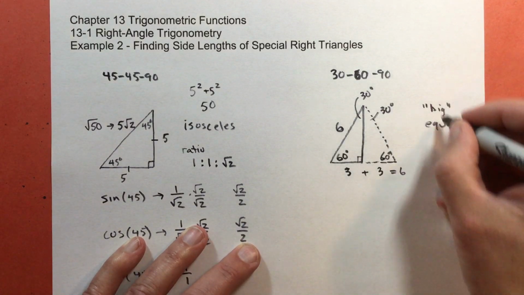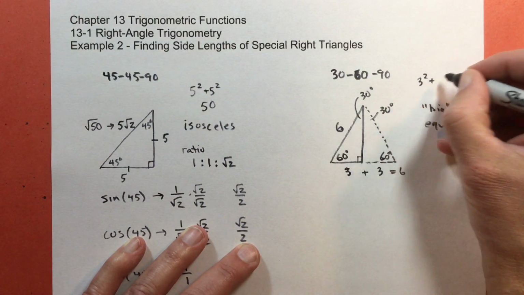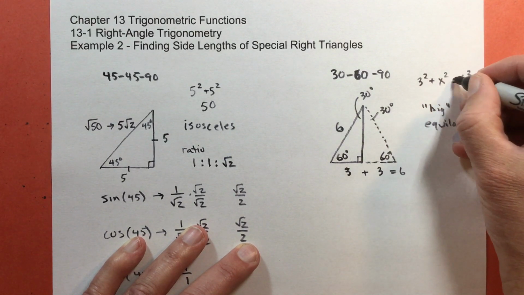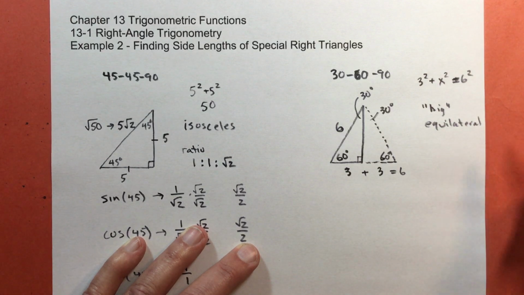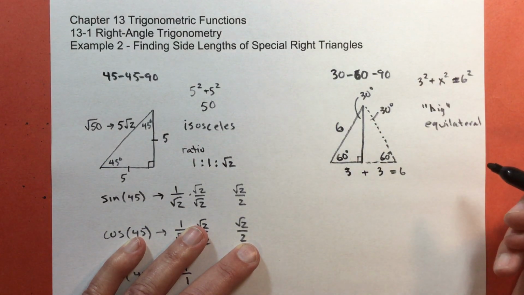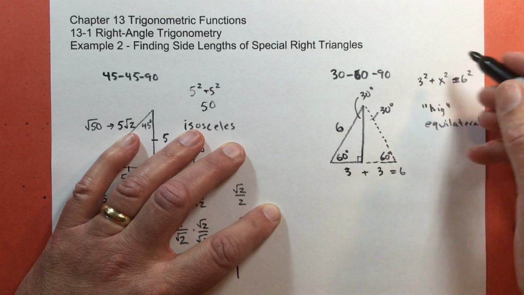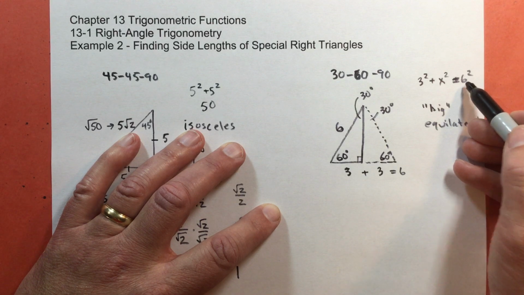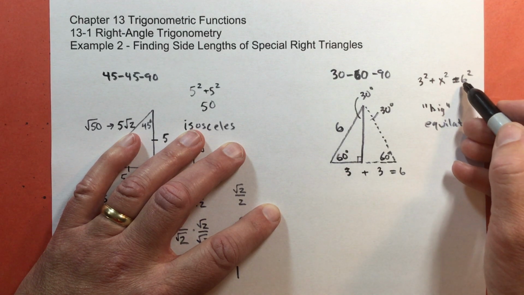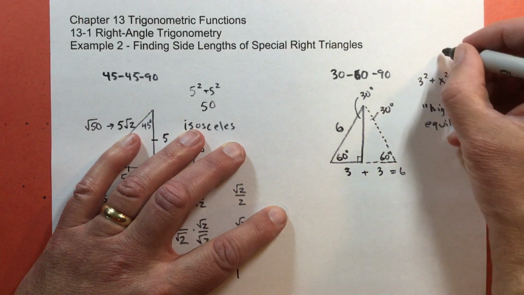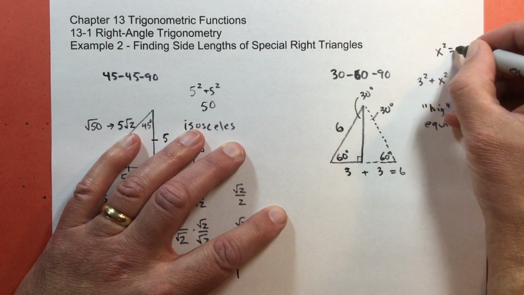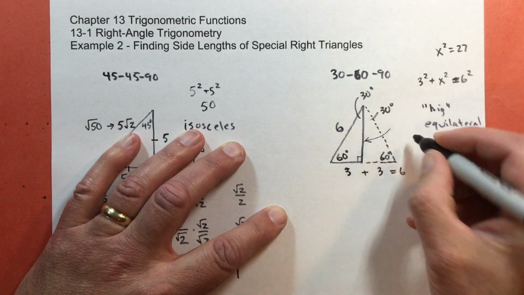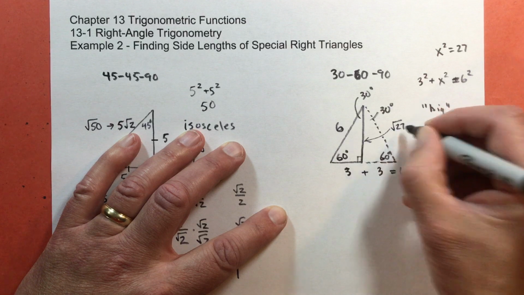So I've got 3 squared plus, and I'm going to use x, equals 6 squared. Oops, equals. I didn't write that. I didn't give myself any space there. I'm sorry. So I'm going to get 9 plus x squared equals 36. And 36 subtract 9 is going to be 27. Okay? So x to the second power is going to be 27. And inside here, this side, is the square root of 27.